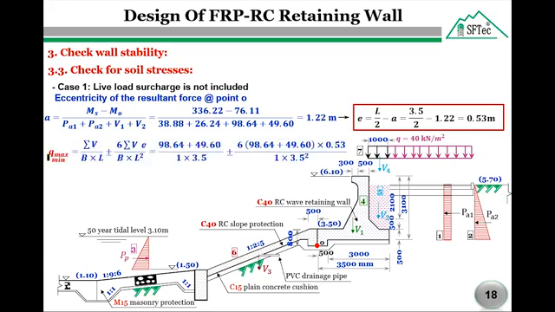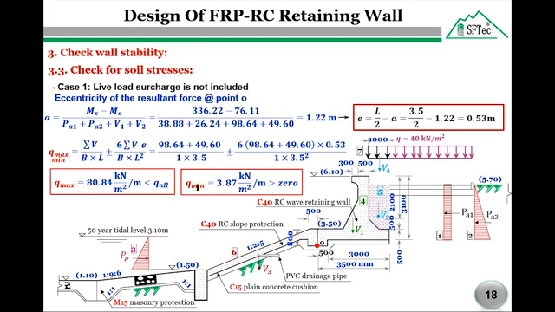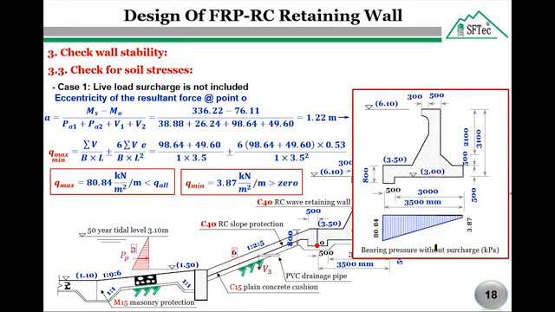By using the normal stresses equation, the maximum and the minimum stresses at the base ends can be calculated. So Q maximum equals 80.84 kilonewton per meter square, which is less than the allowable bearing capacity of the soil. And the Q minimum equals 3.87 kilonewton per meter square, which is greater than 0. So here we don't have any tension stresses on the soil. The bearing pressure without surcharge is shown here on our right side under the base of the wall.